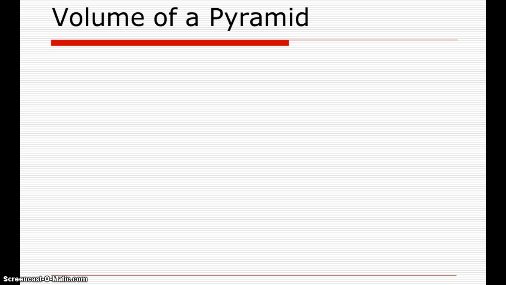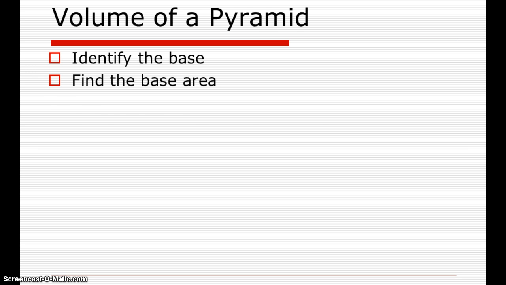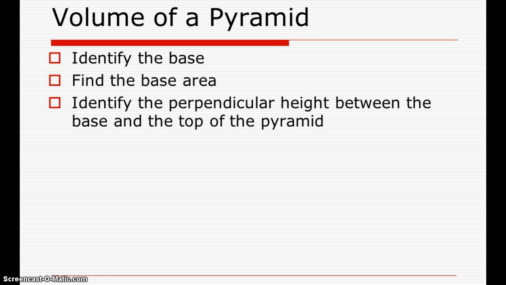And so that's exactly it. We're going to identify the base and find the base area just like we did with the prism. We're going to identify the perpendicular height between the top and the bottom. We're going to multiply those together and then we're going to divide it by 3. Because if it takes 3 pyramids to fill up a cube, then we take the cubic volume and divide that by 3 and we get the volume of a pyramid. Okay, so it's always going to be a 1/3 ratio.